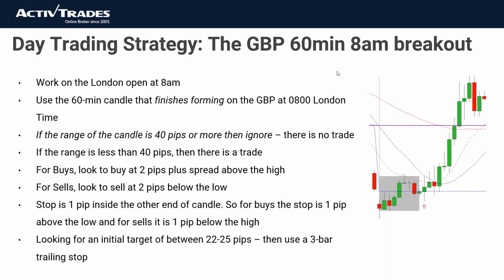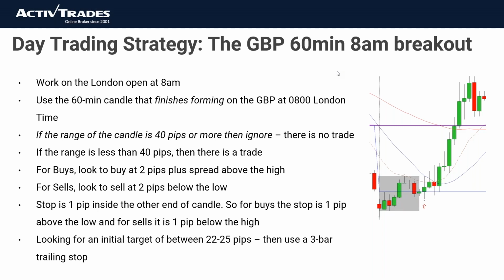And the stop is 1 pip inside the other end of the candle. So for buys, the stop is 1 pip above the low, and for sells it is 1 pip below the high. And what we're looking for is an initial target of between about 22 to 25 pips. That's what we're really looking for.